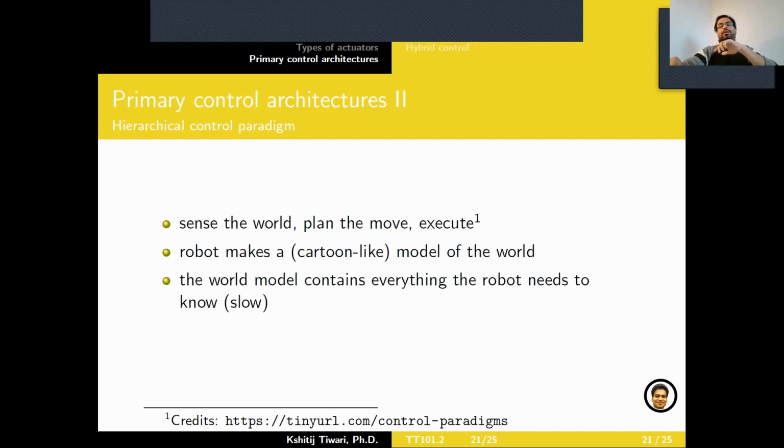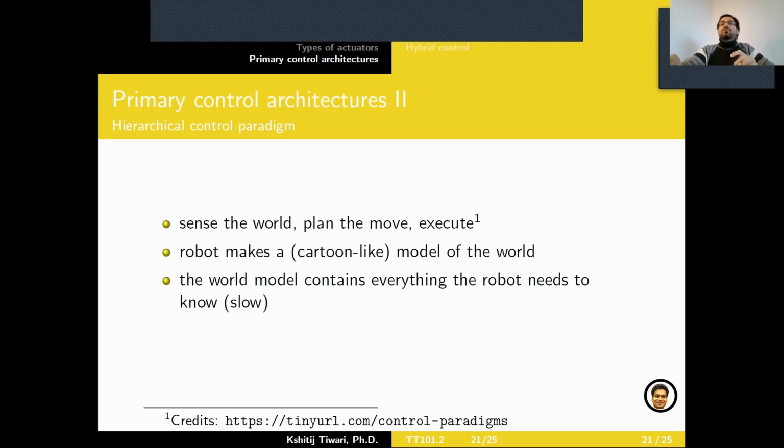Now, when you sense the world, I want to make a point here that the robot makes a cartoon-like model of the world. Now, why cartoon-like? You have to remember, when the sensor senses something, one, it does not sense everything that is around to be sensed, because, as I said, there could be limited sensing range, could be short range, could be long range, but it's not infinite range. Okay.